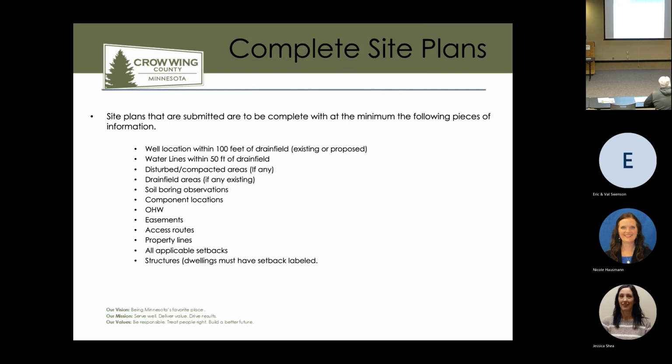Complete site plans are something we're going to really be focusing on here in 2023. That goes for land use and for septic designs, things like that. We've got a list up here that lists all the things that are considered a complete site plan. I'm not going to talk through every single one of those, but on this slide we'll touch base on those here.